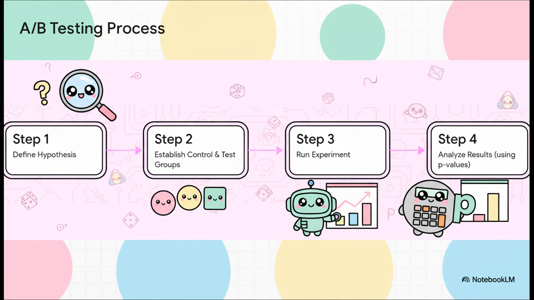And having a strict process for this is everything. It's how we replace, "I think this works better," with "I can prove this works better." You start with a clear hypothesis, you have your control group and your test group, you run the experiment, and then you use things like p-values to see if the result is statistically significant. It's how we know for sure it wasn't just a fluke.